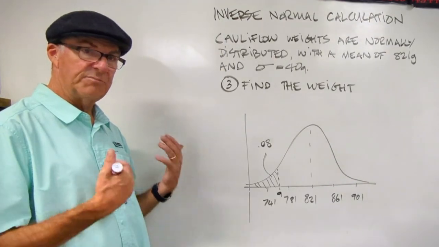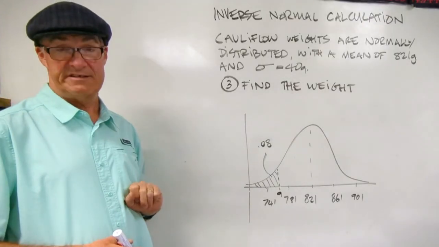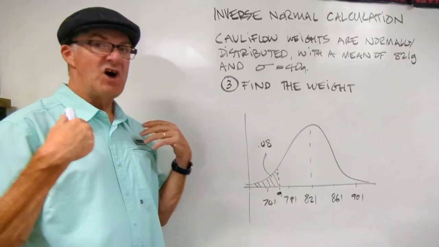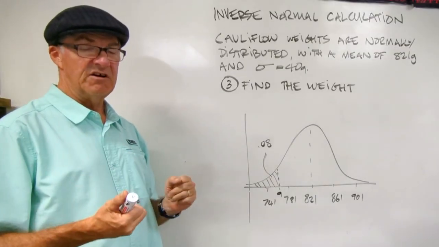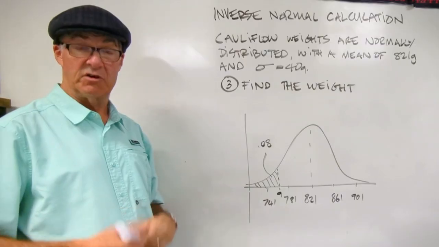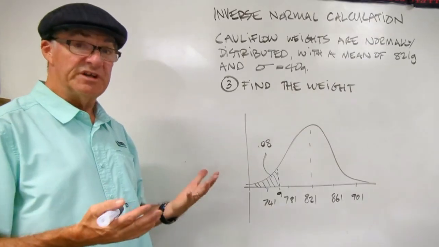Okay, here is our prompt. Find the weight. So in other words, what is the weight below which we have undersized cauliflower? So I want to write this in our probability notation. Okay, so actually pause the video, see what you can come up with here.